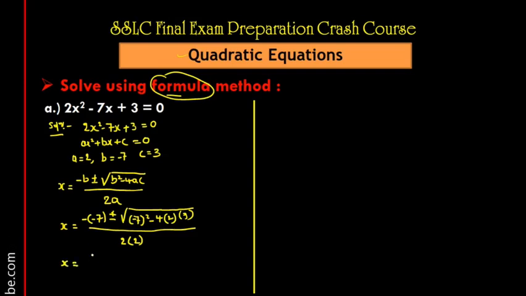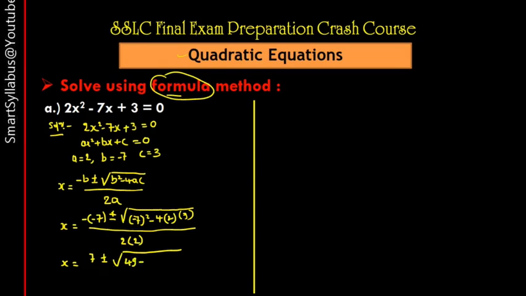Therefore x is equal to minus into minus, it's plus 7 plus or minus square root of minus square. So here first you square the minus sign, then square the number. So minus into minus is plus 7, 7 into 7, that's 7 square is 49, minus 4 into 2 into 3, that's 24, the whole divided by 2 into 2, that's 4.